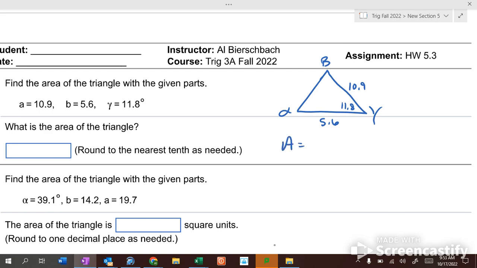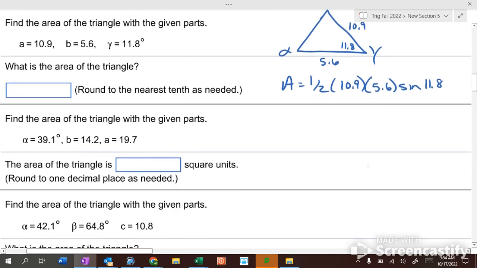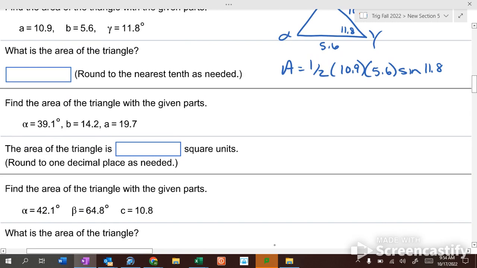So the area is just 1/2 times 10.9 times 5.6 times the sine of 11.8. You just put it in your calculator, write down your answer, you're good. Easy peasy lemon squeezy. Okay? But on the next one, not so easy peasy lemon squeezy.